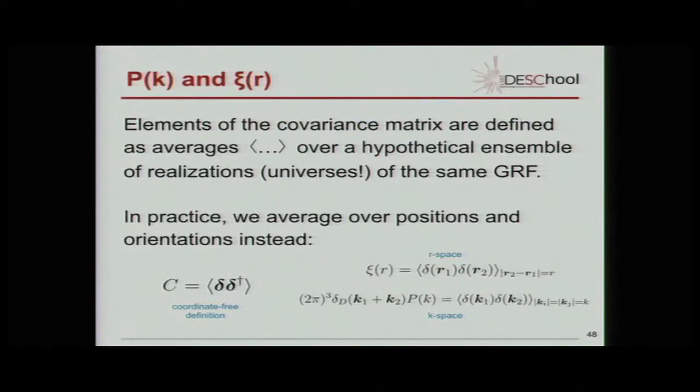Okay, so the elements of the covariance matrix are just defined as averages over a hypothetical ensemble of realizations, different universes, but we use instead we average over positions and orientations. So this is a coordinate-free definition of that covariance matrix. It's just an outer product of the delta fields, and here are the definitions of the correlation function and the power spectrum in terms of those ensemble averages. So it's always just a product of the delta field at two different places, either in R space or in K space. Okay, so I put those there for reference, but I don't want to go into them in detail now.